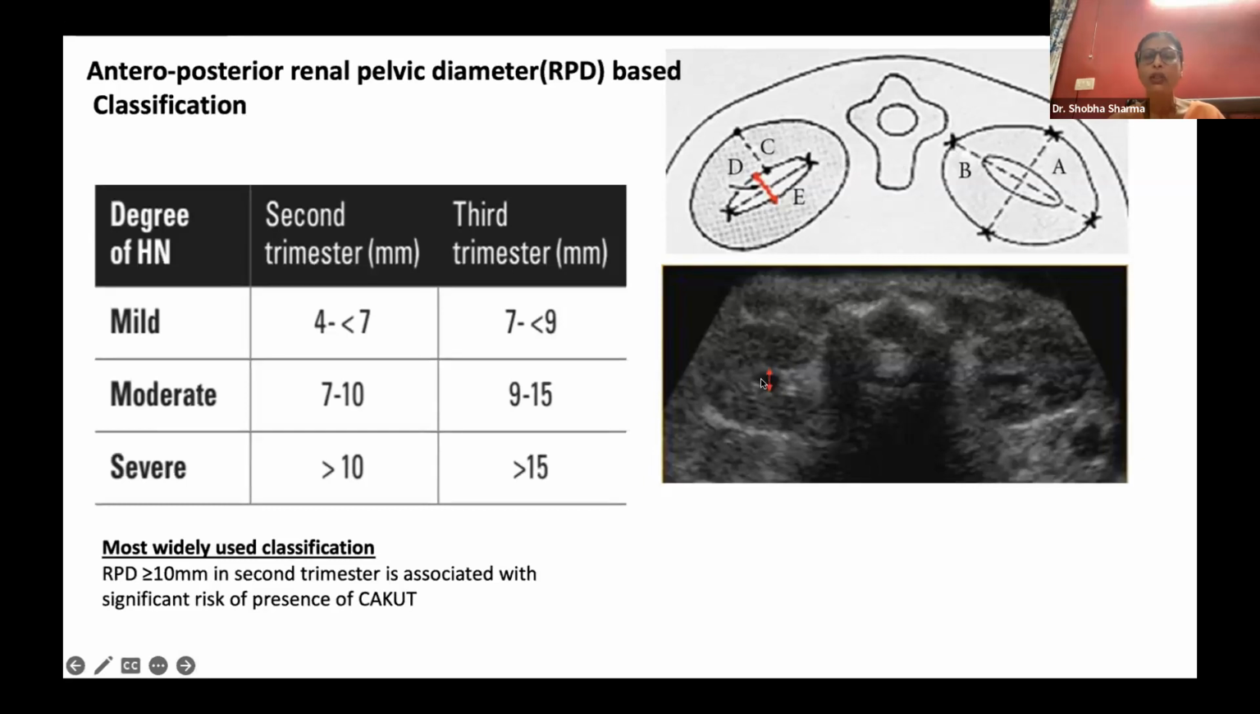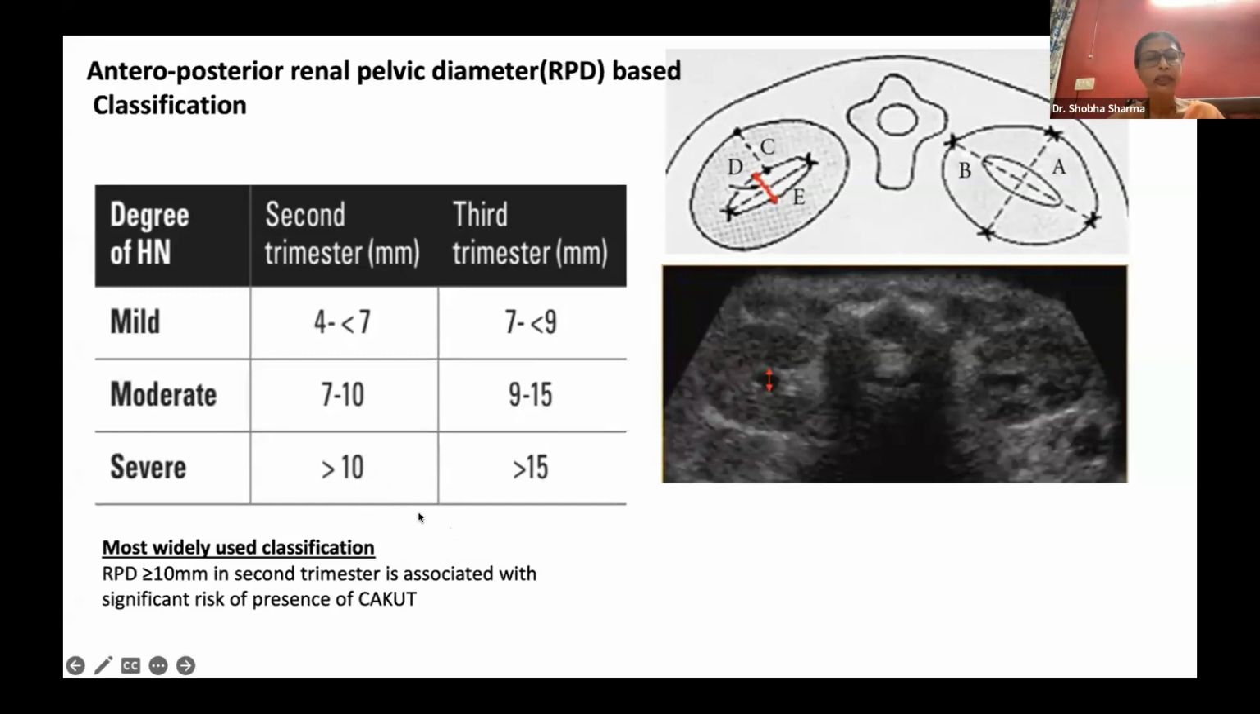So depending upon the size of this diameter, we grade the hydronephrosis into 3 grades: mild, moderate, and severe. In the second trimester, 4 to 7 is mild, 7 to 10 is moderate, and more than 10 millimeter is taken to be severe antenatal hydronephrosis. Similarly, in the third trimester, 7 to 9 millimeter is mild, moderate is 9 to 15, and more than 15 is severe antenatal hydronephrosis. In any trimester, especially the second trimester, it has been reported that if it is more than 10 millimeter, that means severe antenatal hydronephrosis, there is a very significant risk of significant postnatal pathology.